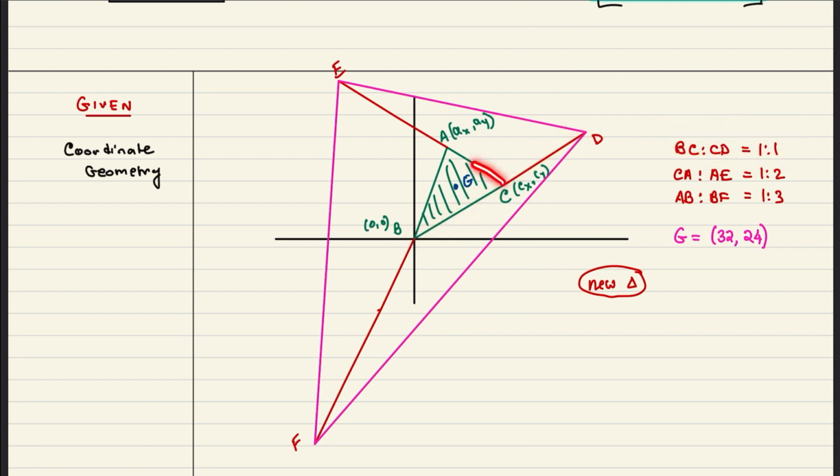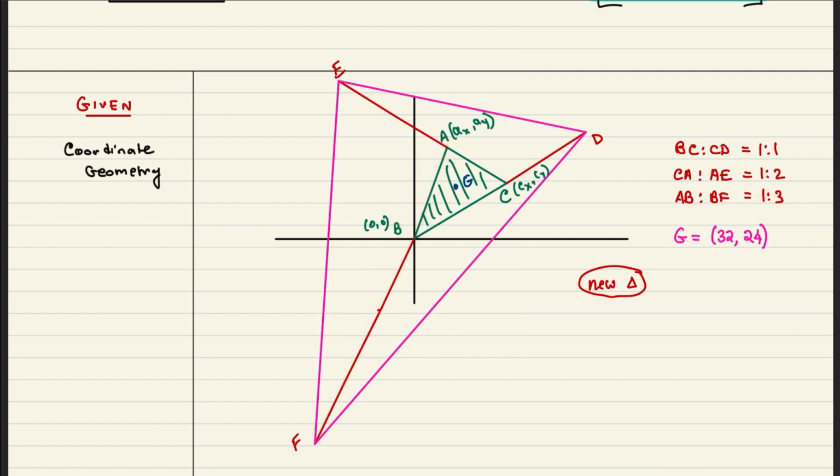Similarly, we extend CA to the point E such that CA is to AE is 1:2. So whatever CA is, AE is double of that. And finally, AB is to BF is 1:3. So whatever AB is, BF is triple of that.